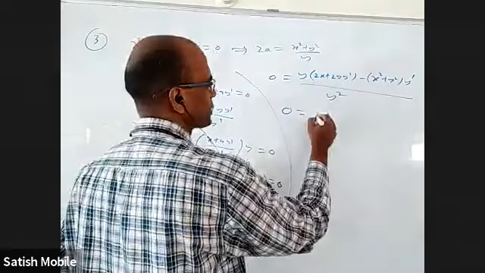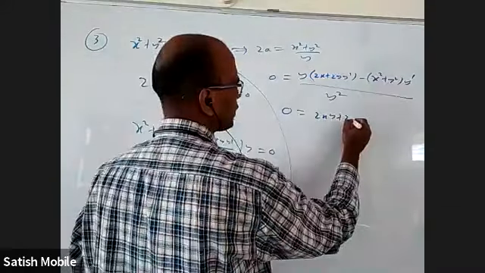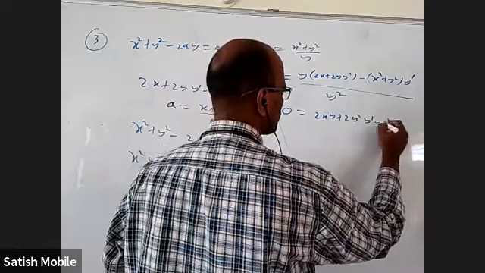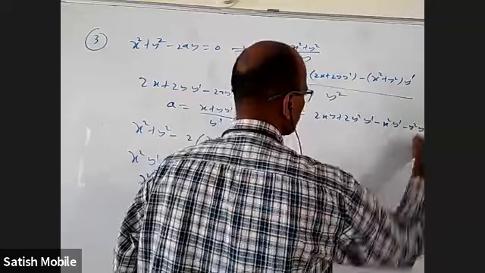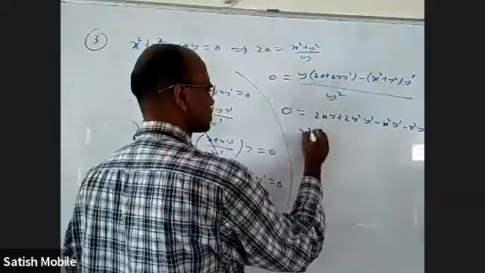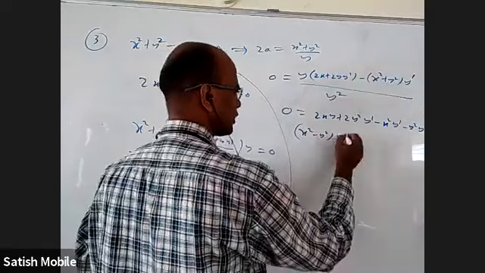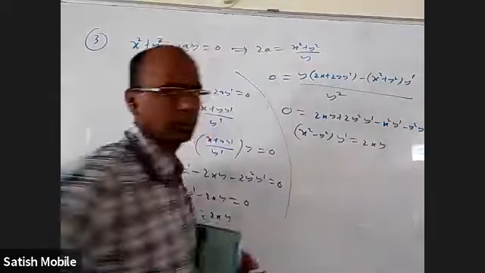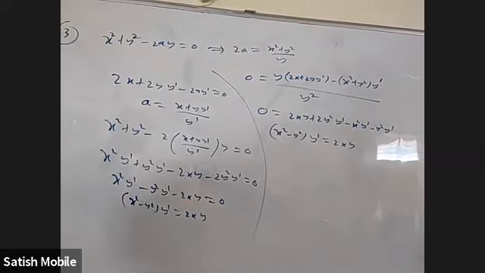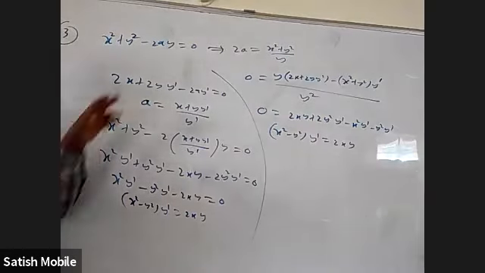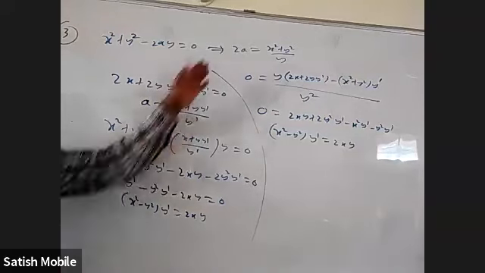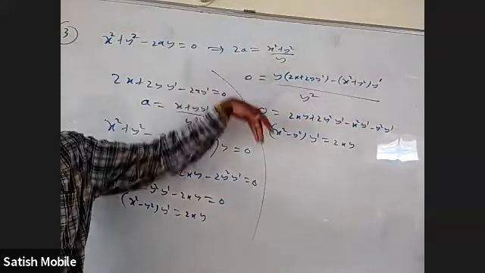When I expand this, I'll get 2xy plus 2y square y dash minus x square y dash minus y square y dash. From this, one y square will come, and you'll get (x square minus y square) into y dash is equal to 2xy. Okay. So you can do it like this, that is, differentiate once and somehow eliminate a, or another way is to bring a to one side, everything else to the other side, and differentiate.